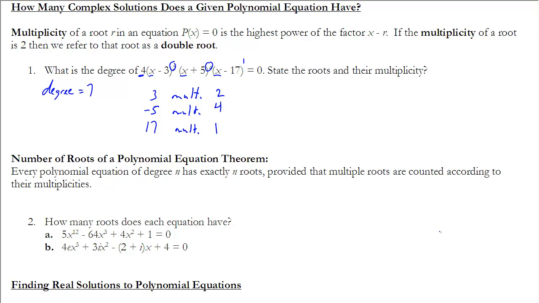Okay? So this one here is called a double root. This one would be multiplicity of 4, so it counts as 4 roots. Now if you look at those multiplicities, if I add them up, you'll notice that I get 7, which is exactly the same as what I had for degree over here.